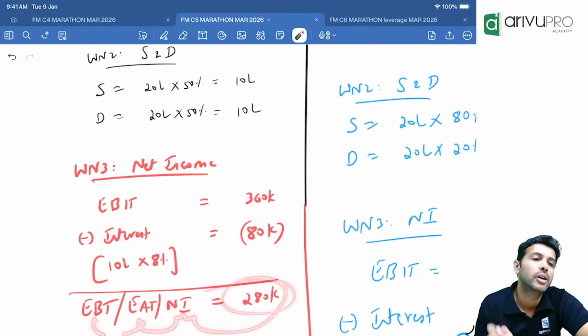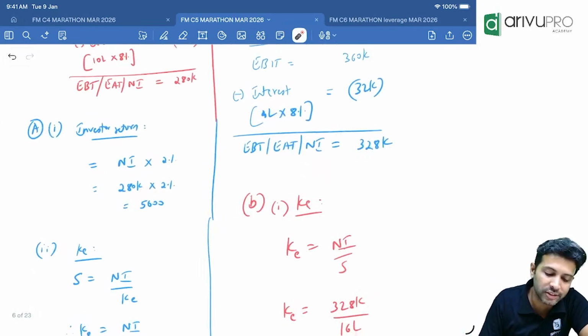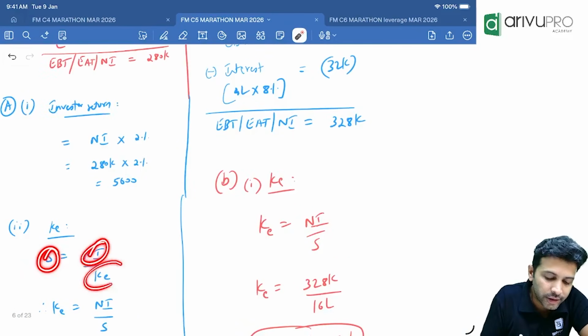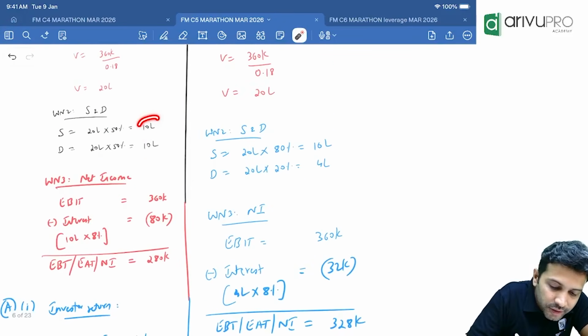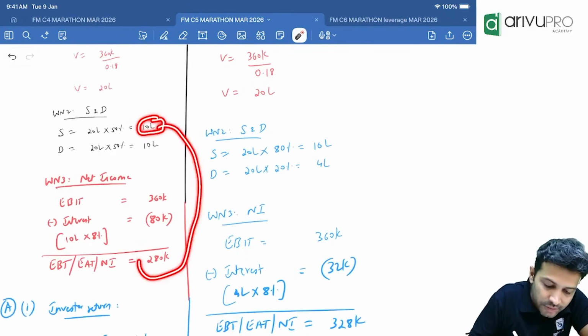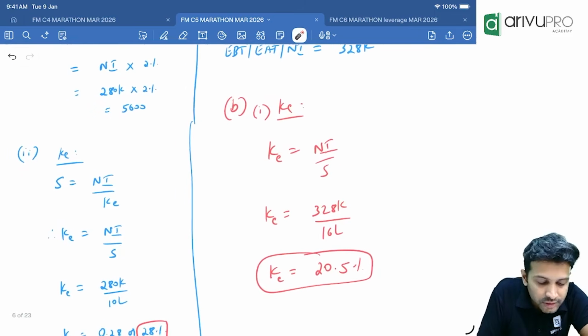How much? 2,80,000. Any problem? And now substitute. How do you get S? What is that formula for S? Net income divided by cost of equity. S you already know. What is the value of S? 10 lakh. What is the value of net income? 280. This is given, this is given.